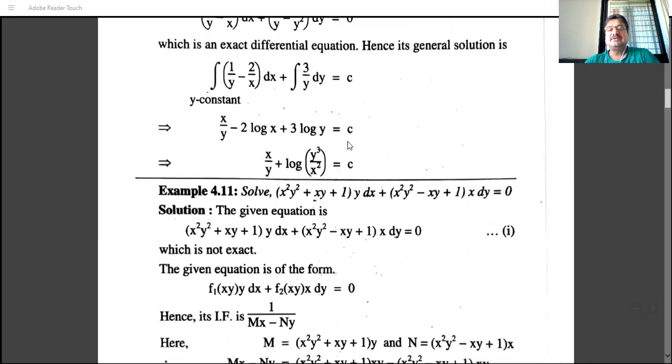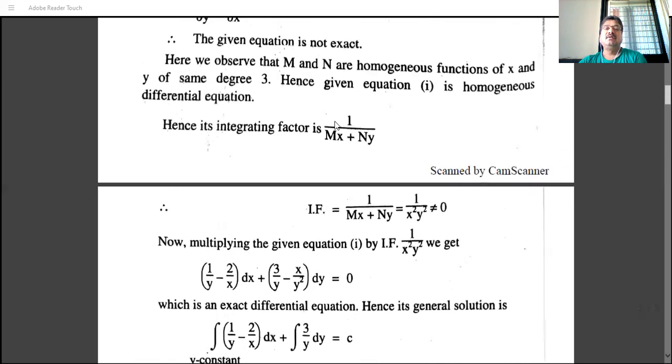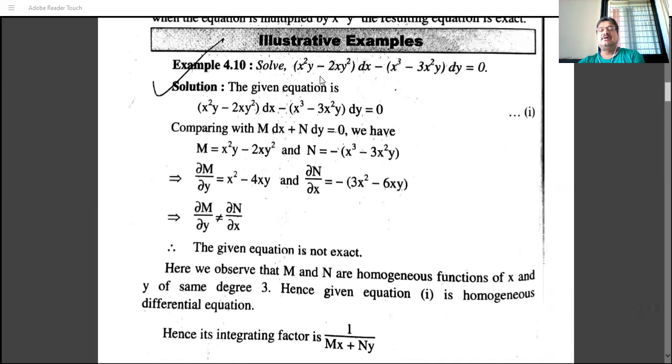This is the final answer, or we can write 2 log x as log x square, by the rule log a raised to m is m log a. Then 3 log y is log y cube. And log y cube minus log x square is log y cube by x square, by the rule log a minus log b is log a by b. So we have this as the final answer. This is the general solution of the given differential equation.